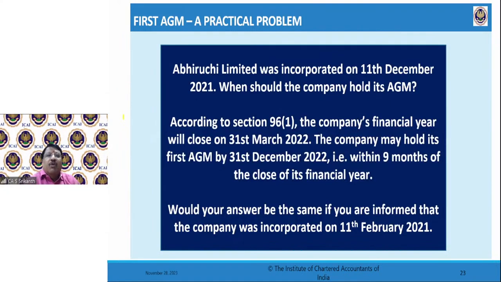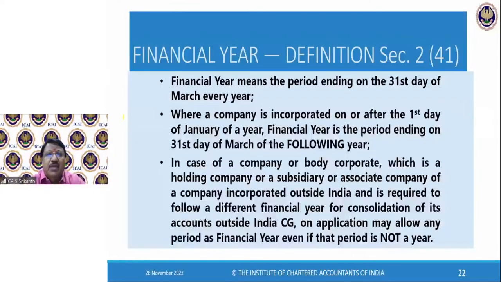9 months is for holding the AGM. Who wrote 9 months? No, sir. See, 9th November, how do we get that, Abhishek ji? See, the financial year should end only on 31st March. Financial year should end only on 31st March.